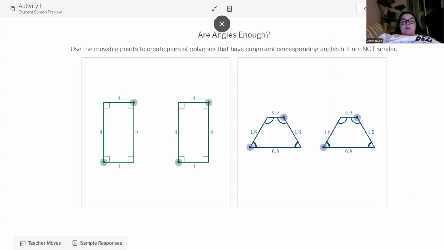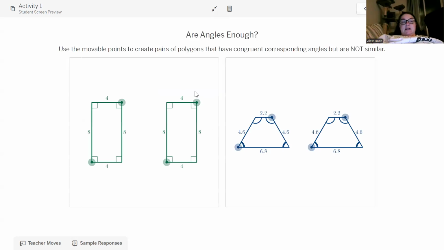So let's continue to explore that. Are angles enough? This is what we discussed on Friday. I can adjust these shapes here, and it wants us to make ones that have those same angles but are not similar. If you look at these here, these two are not similar. They have all the same angles, but they are not scaled copies.